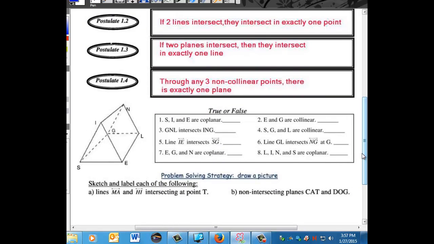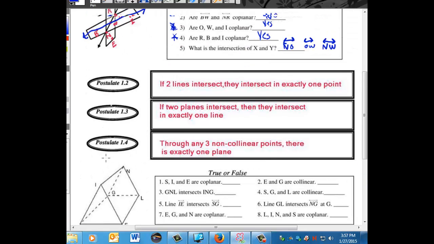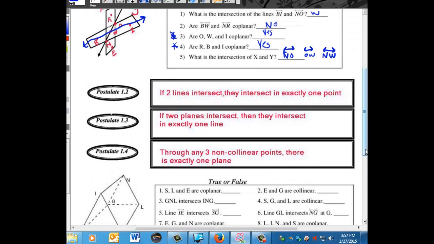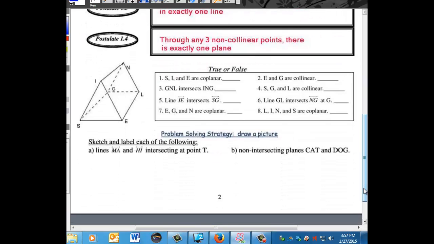So we're being asked true and false. And sorry about that, let's scroll back down. We have plane SIE. So hopefully you can see this plane is a triangle plane. There's SIE, it forms a triangle. Alright, so are S, I, and E on the same plane? Yes, they are. Through any three non-collinear points, there exists one plane.